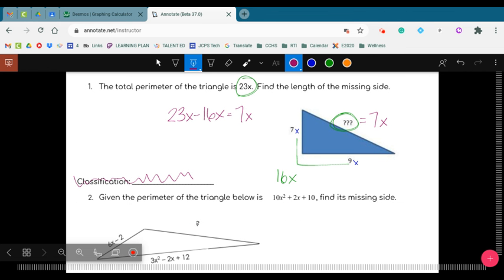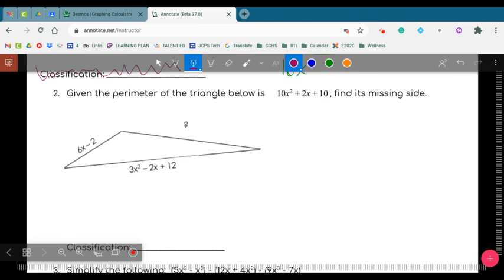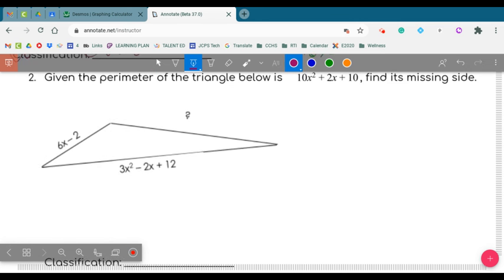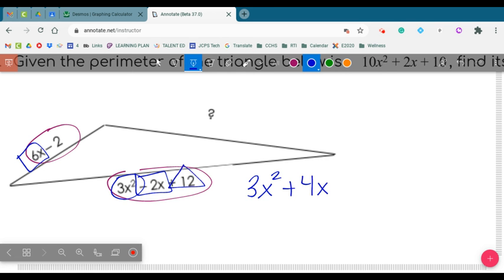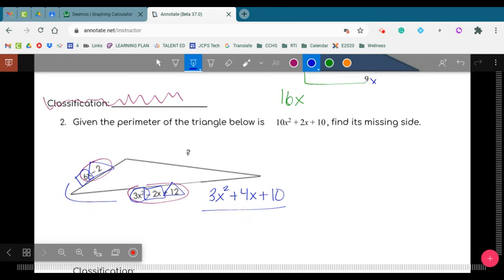So the next one says, given the perimeter of the triangle below is 10x squared plus 2x plus 10, find the missing side. You're going to have the same steps every single time. The first step is you want to combine your two sides. So add those two together. So you get 3x squared. There's nothing to combine, so we're just going to write it down. Negative 2x and 6x is going to give me a positive 4x. And then 12 and negative 2 is going to give me a positive 10. So this is the sum of the two sides.